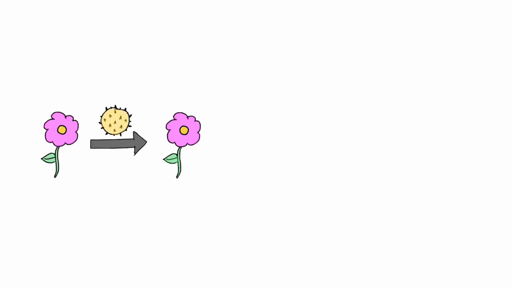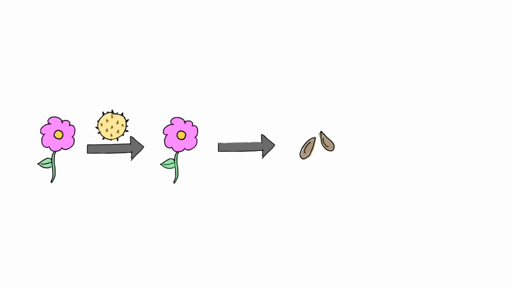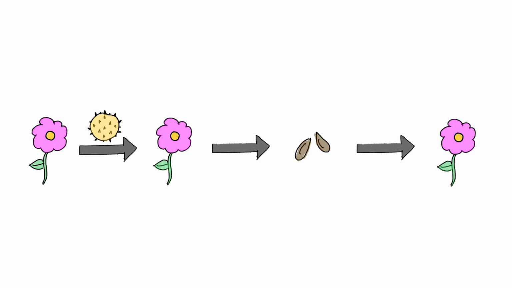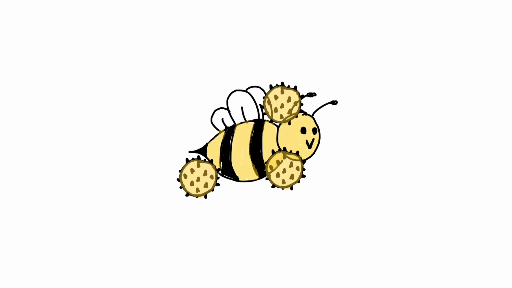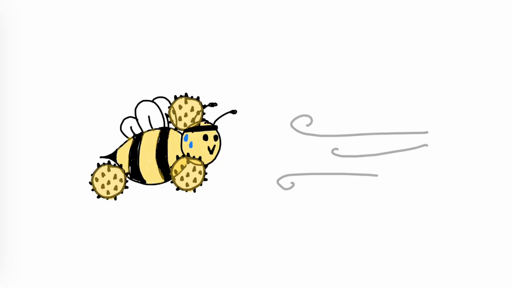Pollination is a fascinating process where pollen from one flower travels to another flower to help make seeds that eventually grow into new plants. One of the most common pollinators you'll see buzzing around is the bee. Bees are great helpers when it comes to pollinating flowers because they have fuzzy bodies that easily pick up pollen, and they're strong flyers that can travel long distances from flower to flower.